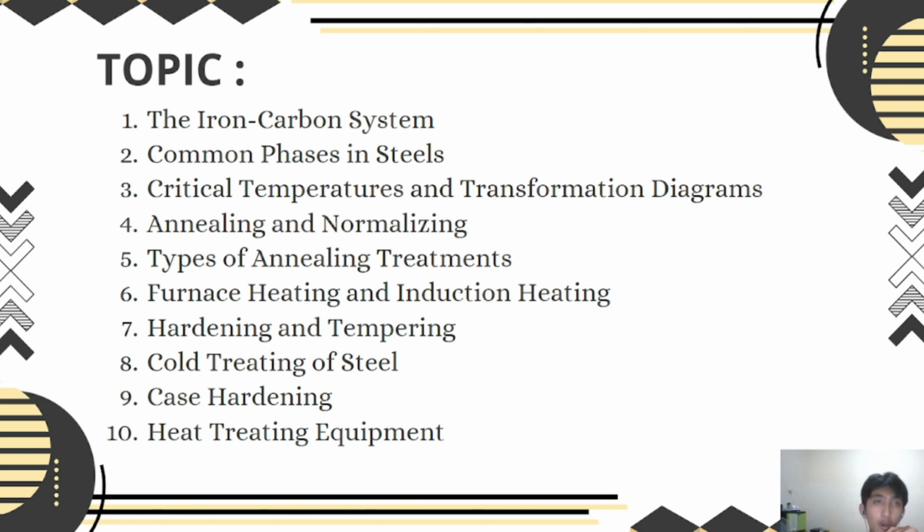Next is the topic. The first topic is the iron carbon system. Next is common phases in steel. Next is critical temperatures and transformation diagrams for annealing and normalizing. And next is types of annealing treatments. Next is furnace heating and induction heating, hardening and tempering, cold treating of steel. Next is gas hardening, and finally the heat treating equipment.